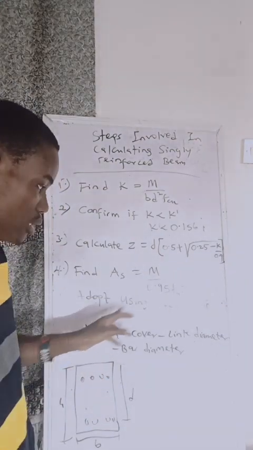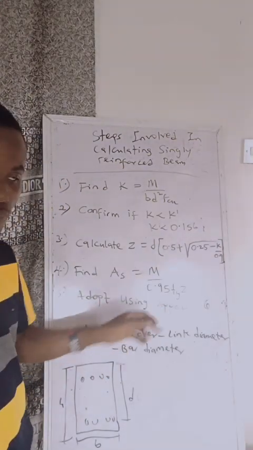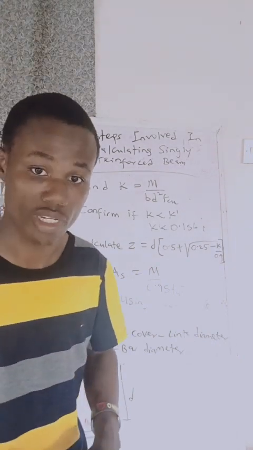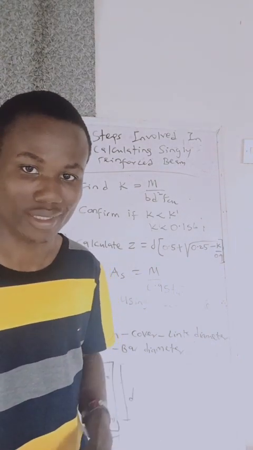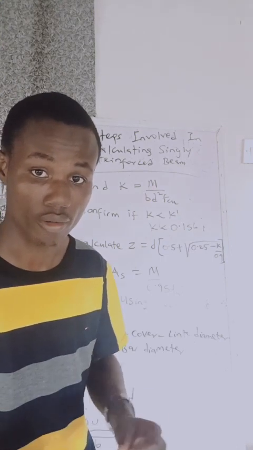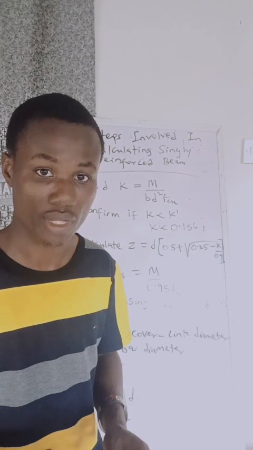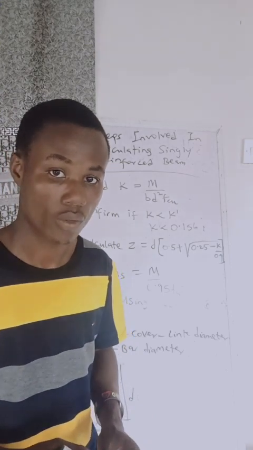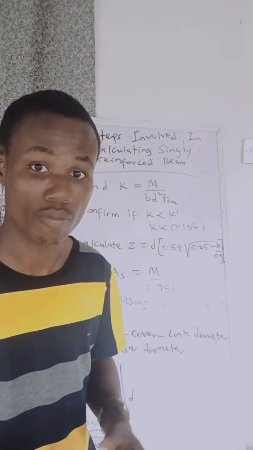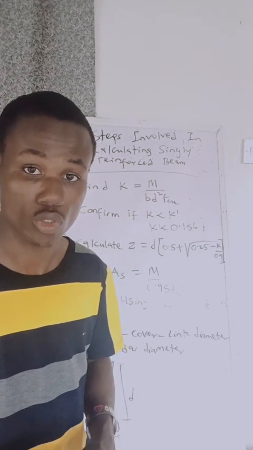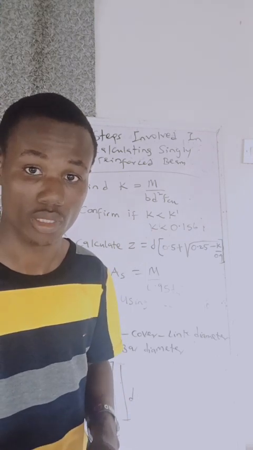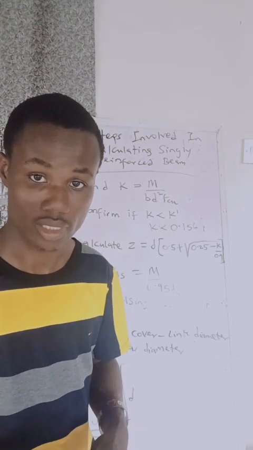After doing your AS, you adopt bars using Appendix 6. I'm going to explain some of these things along the way. So this is the introductory part for singly reinforced beam. We can do a little calculation on singly reinforced beam so you have more understanding of what we've been doing so far, or better still, I can move to doubly reinforced beam and do the calculations later on.